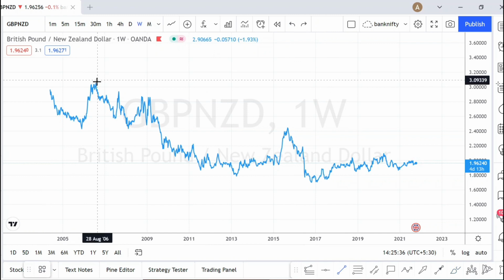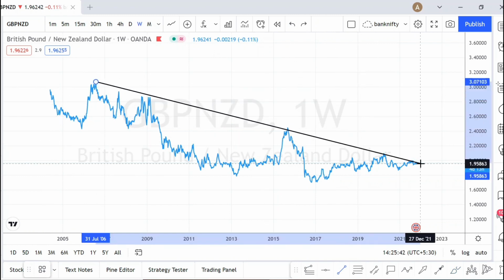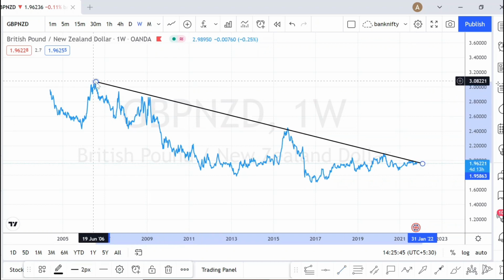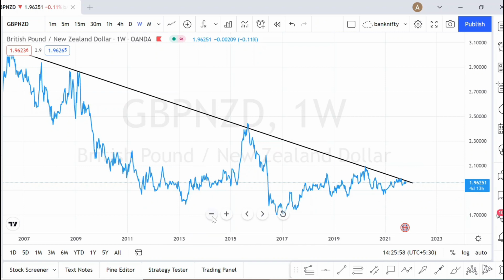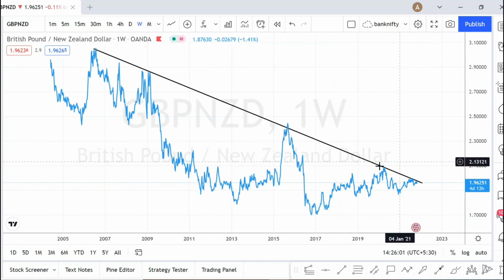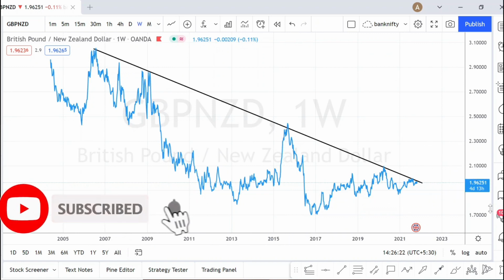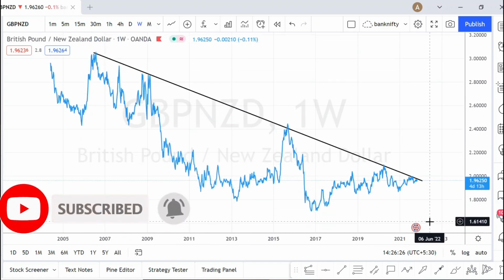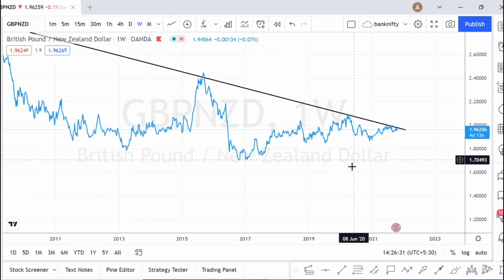We can also understand that it started here. Overall till now it is on a downtrend. So from the weekly time frame we understand that it is on a downtrend. There were some attempts to break this dynamic resistance, but it couldn't manage it. Till now it is on a downtrend. This is the information we get from the weekly time frame.